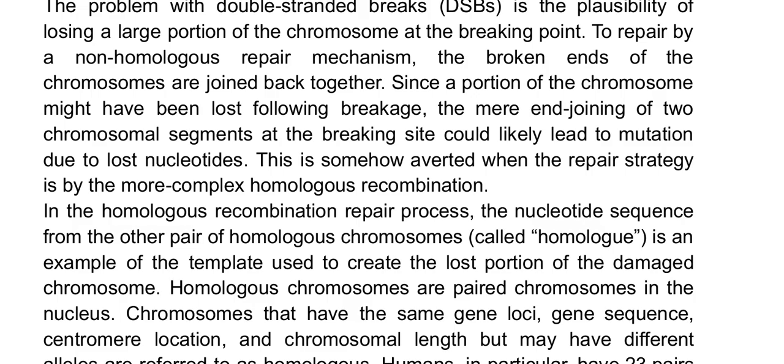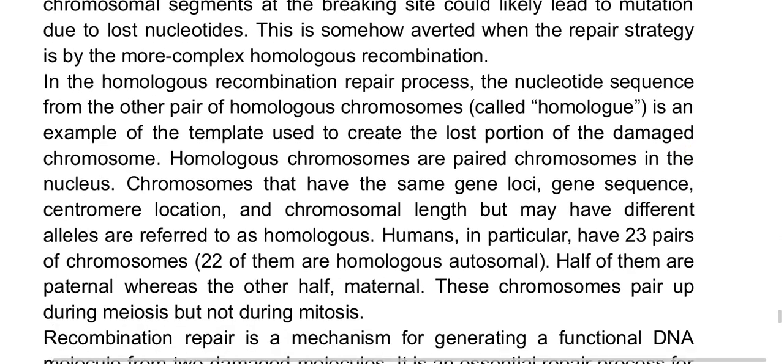In the homologous recombination repair process, the nucleotide sequence from the other part of the homologous chromosomes, called the homologue, is used as a template to create the lost portion of the damaged chromosome. Homologous chromosomes are paired chromosomes in the nucleus.